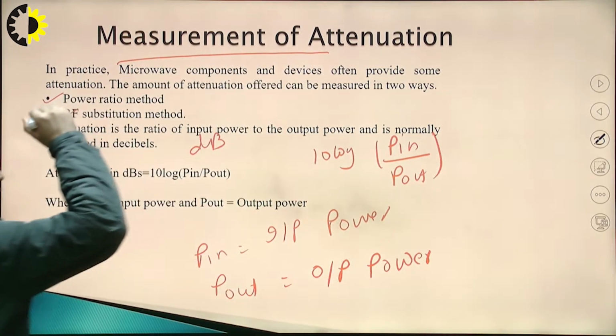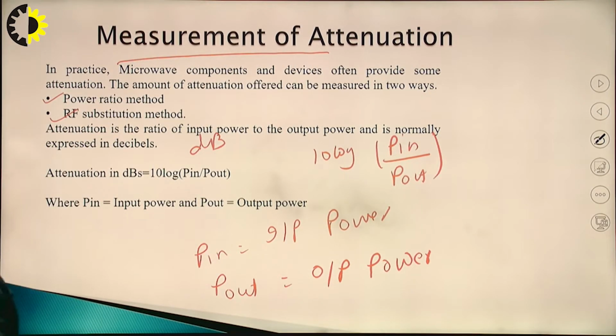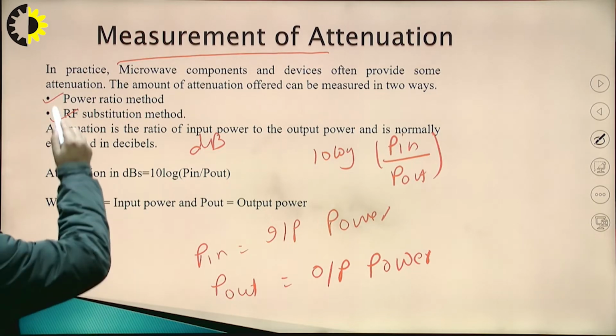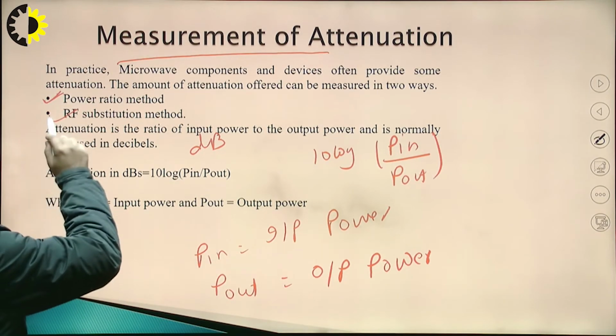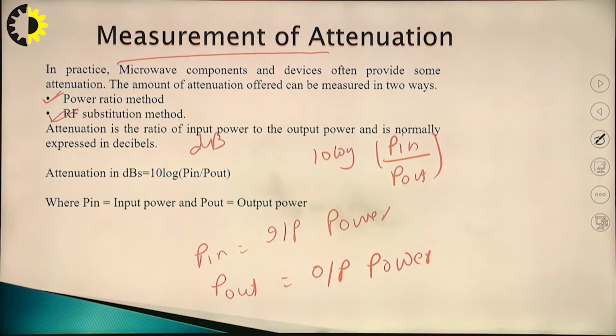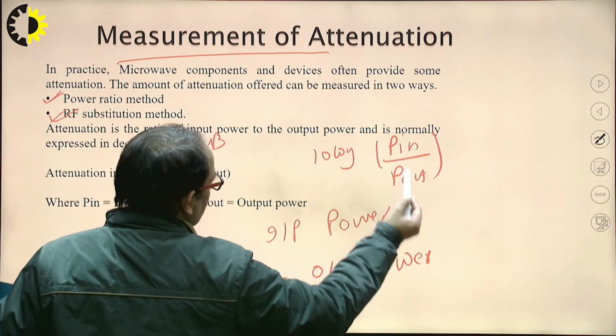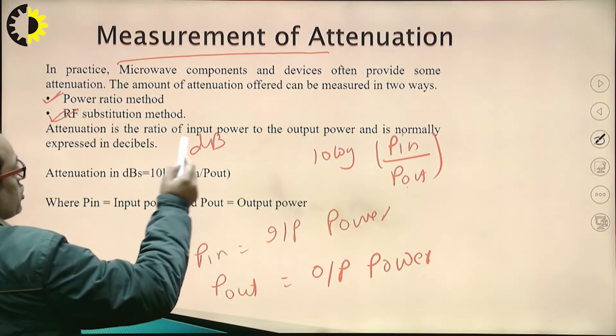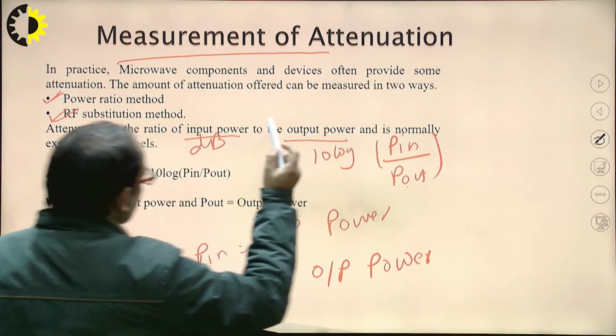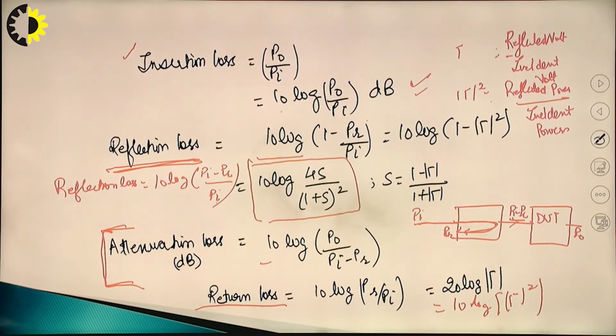Now similarly, how can we measure the attenuation? What are the methods for measuring it? First method is the power ratio method, and another method is the RF substitution method. Now I have already told that attenuation is equal to 10 log of P in by P out, that is the ratio of the input power to the output power, and input power is equal to what?